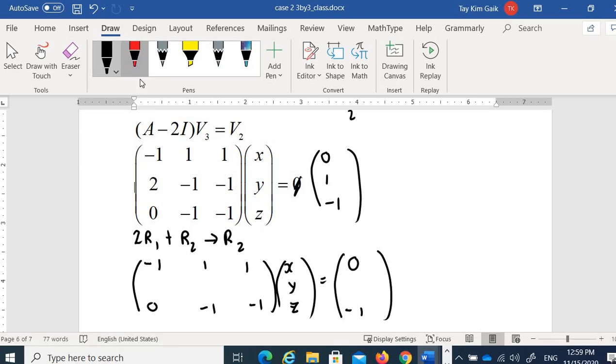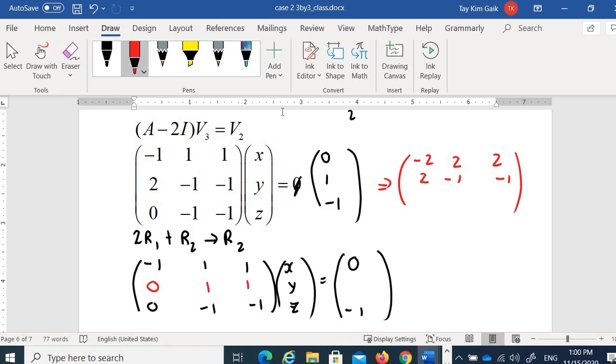Now, 2 times row 1. We cannot see, so you just put it here. 2 times row 1 is negative 2, 2, 2. 2 times row 1 added up with row 2, which is 2, negative 1, negative 1. So negative 2 plus 2 is 0, 2 minus 1 is 1, and 2 minus 1 is 1.